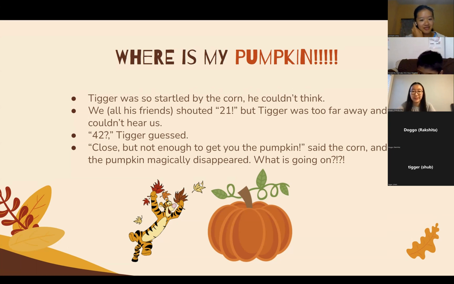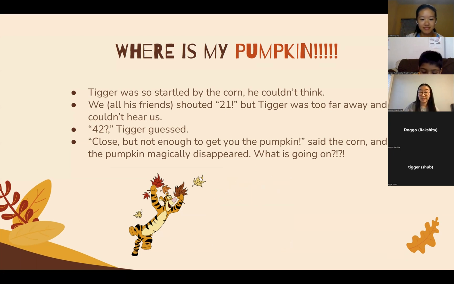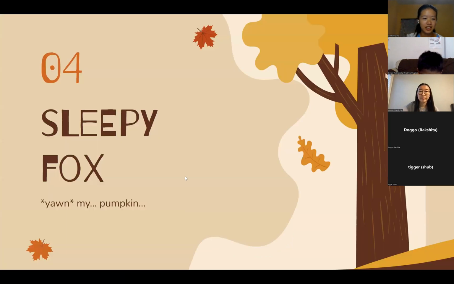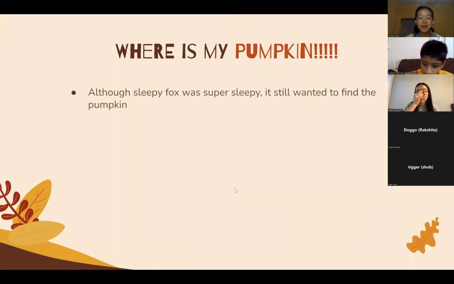All right, so let's check. Let's see someone else's strategy. Okay. Now we're gonna visit Sleepy Fox, who is very tired. Sleepy Fox is super sleepy, but they still want to find the pumpkin, right? But they're also really sleepy.